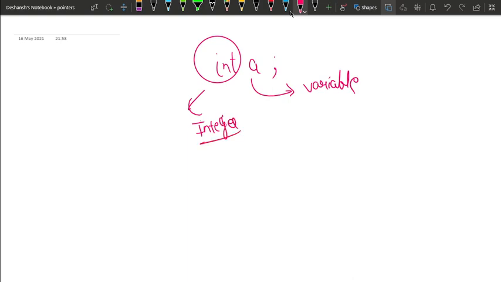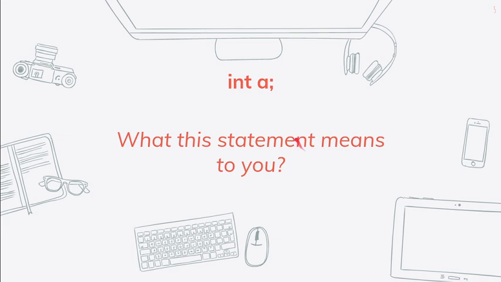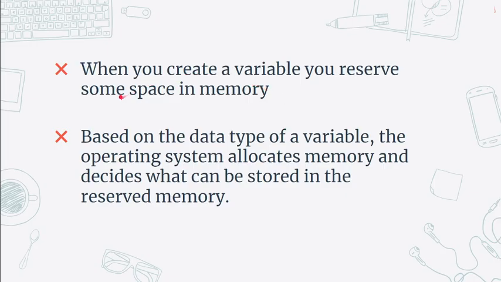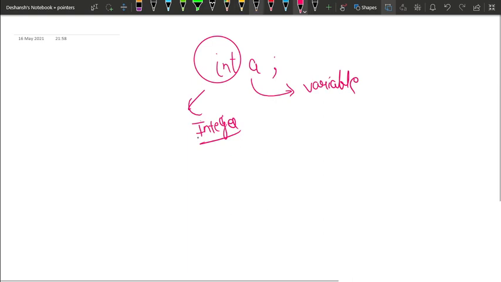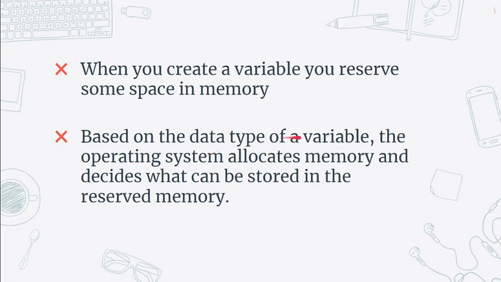Okay, so why do we need to define that it is an integer data type? Because when you create a variable, you reserve some space in memory. The program makes a memory and keeps that memory reserved for that variable. That is why we have to define the type of variable that we are going to make. So based on the data type of the variable, the operating system allocates the memory and decides what can be stored in the reserved memory.